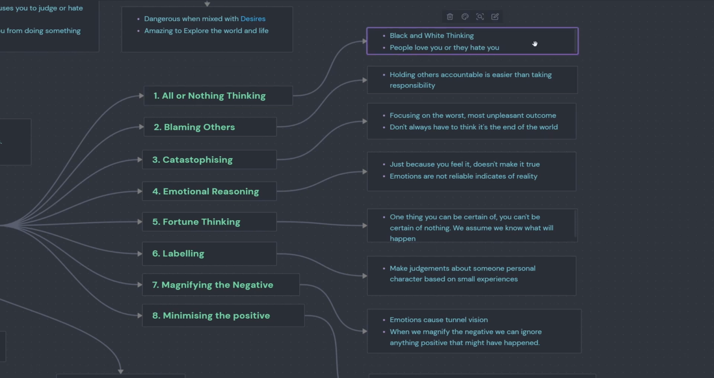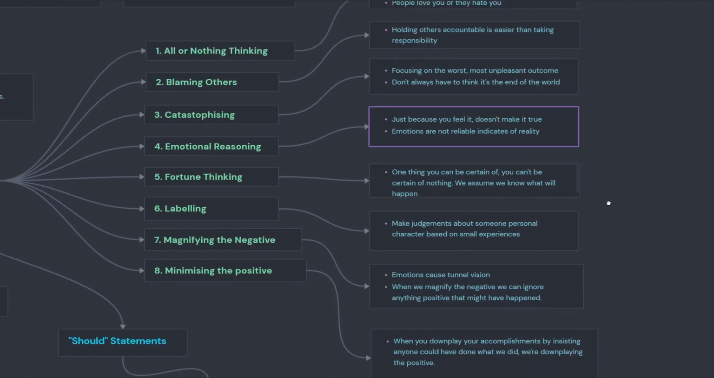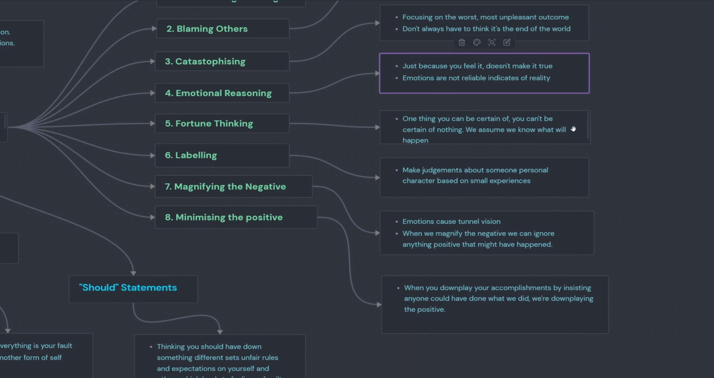Blaming others: holding others accountable is easier than taking responsibility for our own actions. Catastrophizing: focusing on the worst, most unpleasant outcome. Emotional reasoning: just because you feel it doesn't make it true. Emotions are not reliable indicators of our reality. Fortune telling: one thing you can be certain of, you can't be certain of anything. We assume we know what will happen.